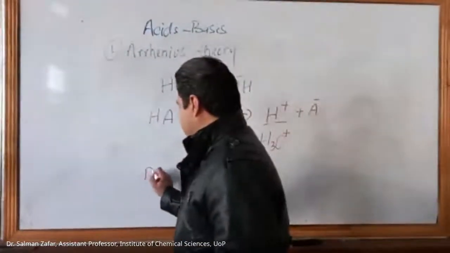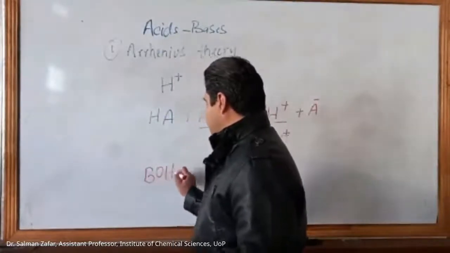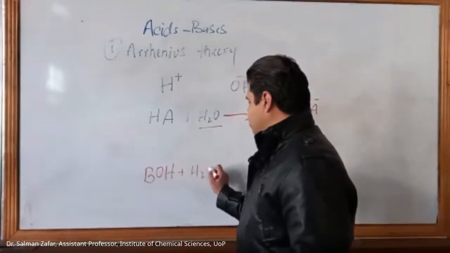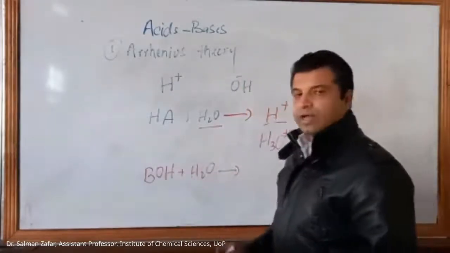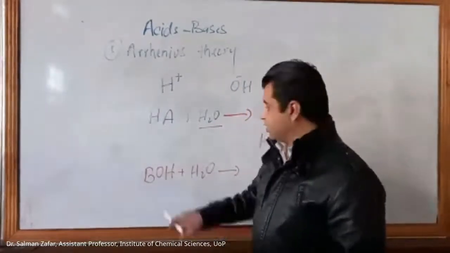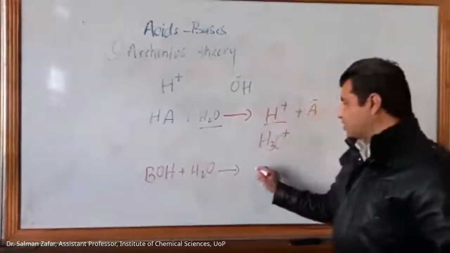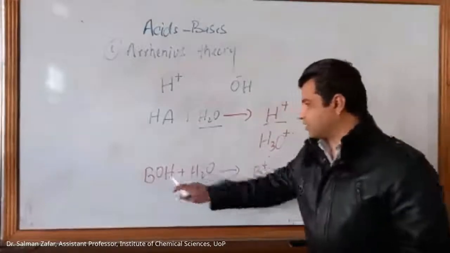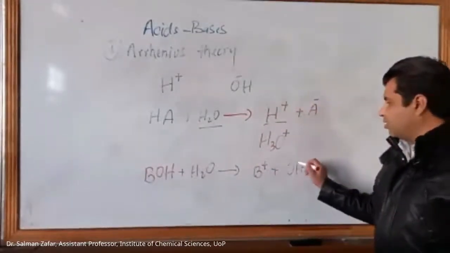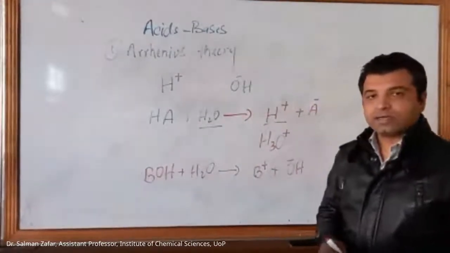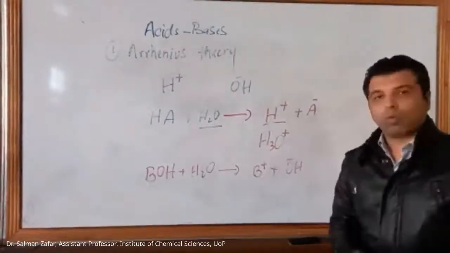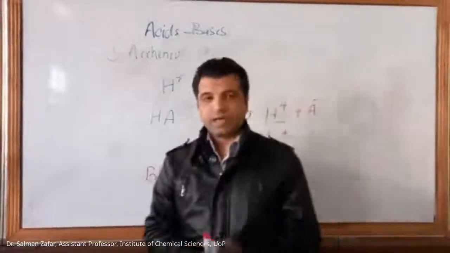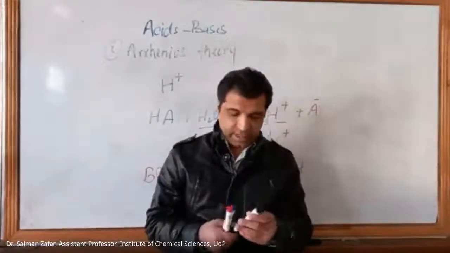For a base, if you have, for example, this molecule, BOH, and you add it to water, what would happen as a result is that it will produce hydroxyl ions. So you have the formation of a cation, B plus in this case, and a hydroxyl ion is released into the water or aqueous solution. So this is how Arrhenius classified acids and bases.